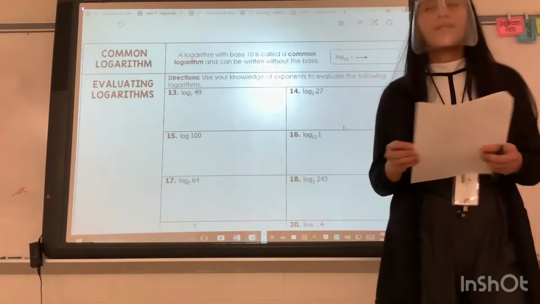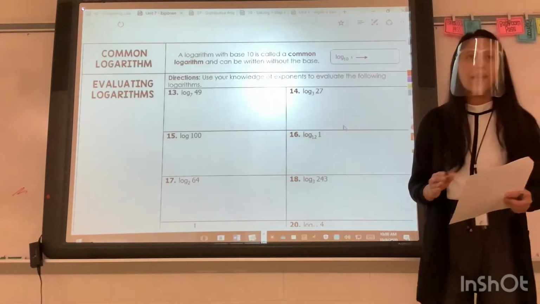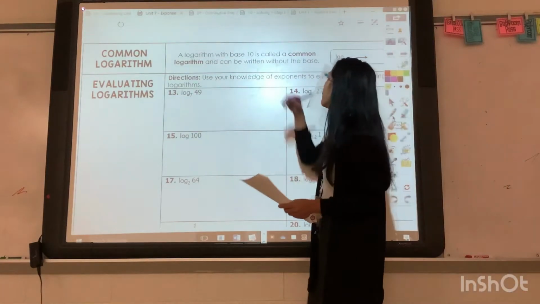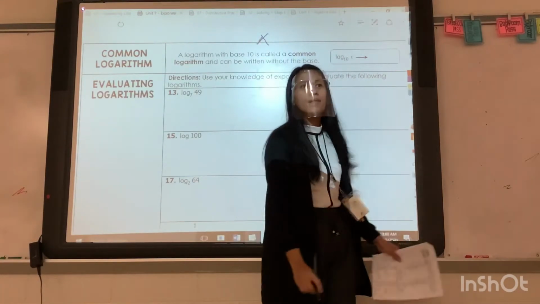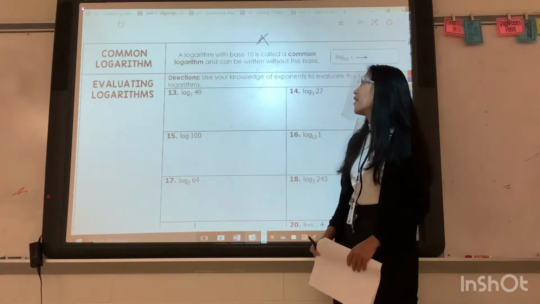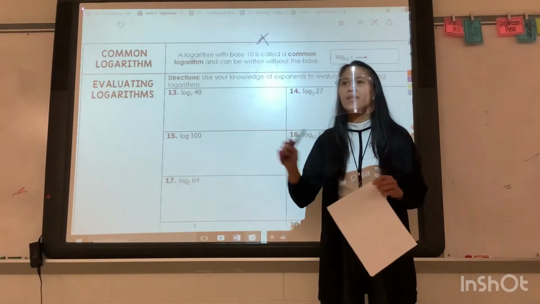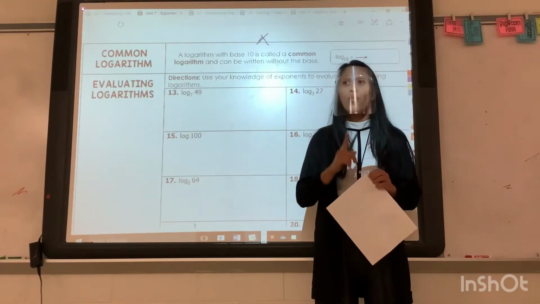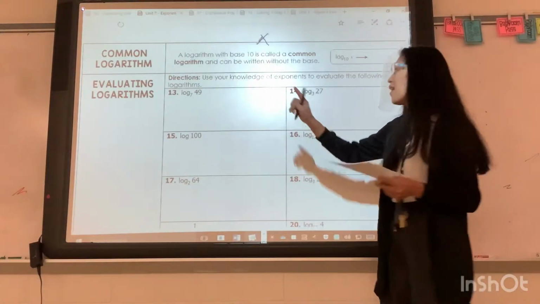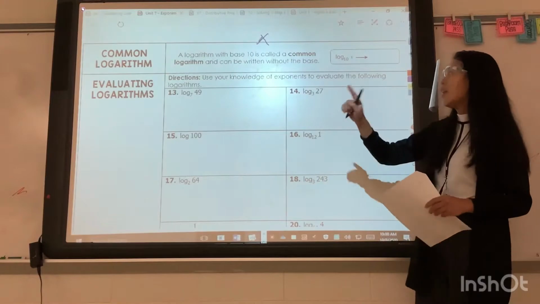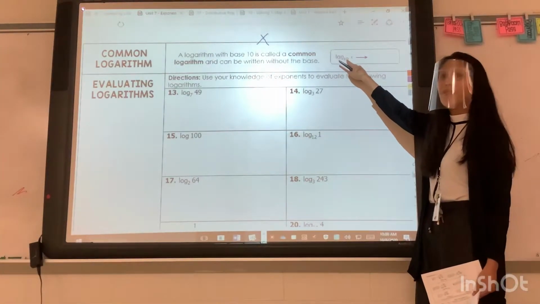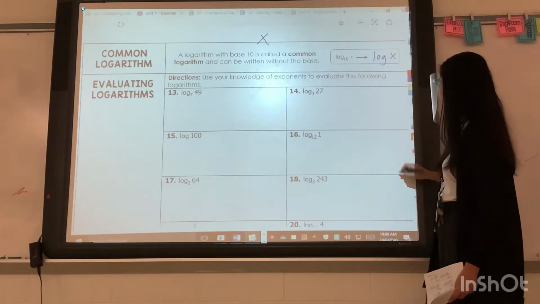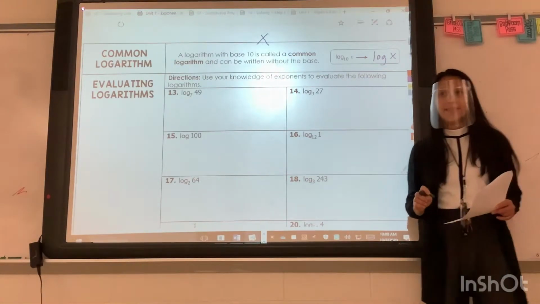Let's proceed to the second page. We are going to deal with common logarithms. Before we proceed with this, if I have just x, what is the coefficient? One. What is the exponent? 1. No need for you to write it. Just like in the common logarithm, if your base is 10, no need for you to write it. You can just write it as log of x, if your base is 10.